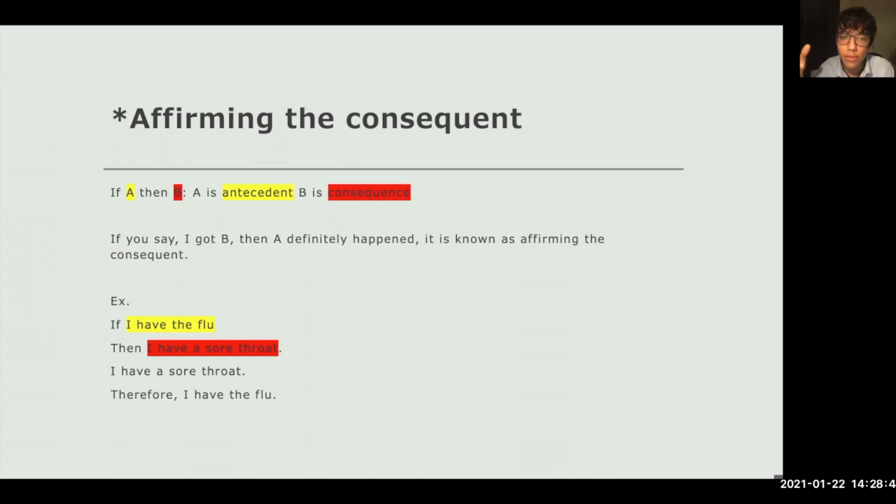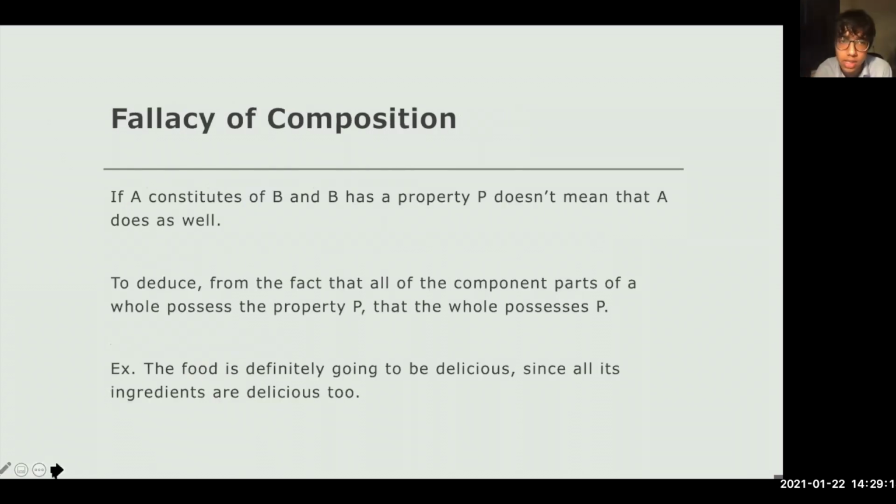So if you say, if I have the flu, then I have a sore throat. I have a sore throat, therefore I have the flu. That doesn't really work, because you could have a sore throat and not have the flu. So again, it's very fallacious. And I think you need to remember what the antecedent is, what the consequent is, know the order of things, and really find the difference between these two fallacies, because people often make mistakes there.